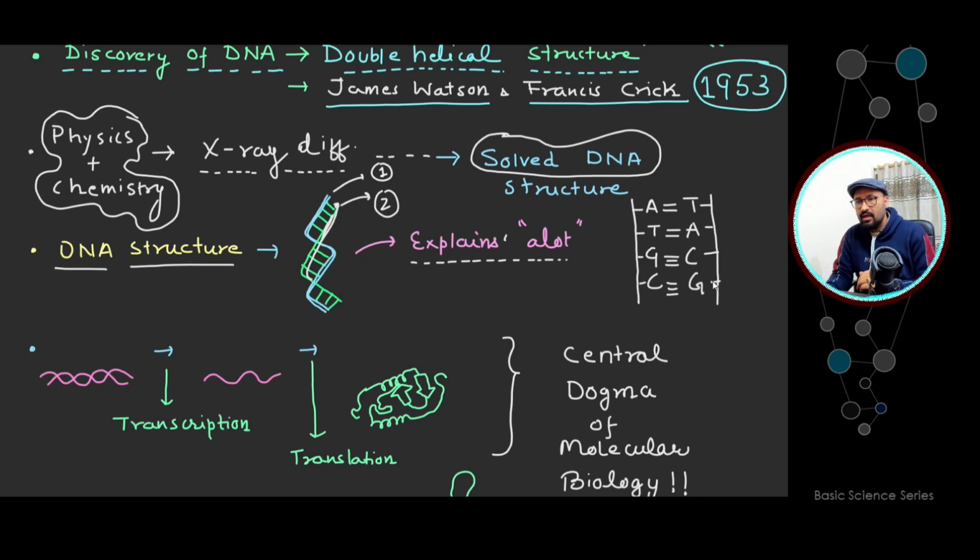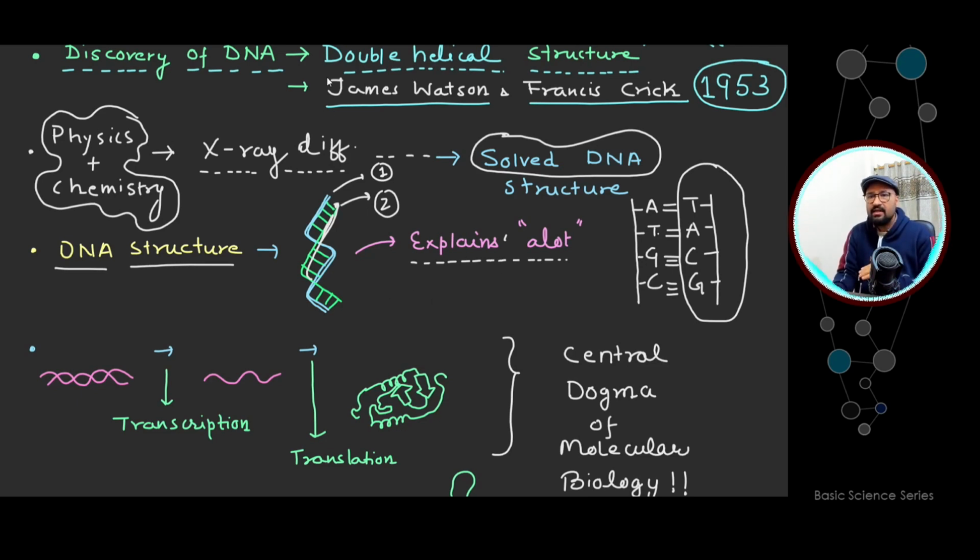Let me show you the sequences. If you read the sequence from here, it's A, T, G, C. If you read the sequence from here, it will be complementary to this one. So you can basically understand what will be the sequence of the second strand if you already know the sequence of the first strand. The information that is in the first strand, you can identify what is there in the second strand.